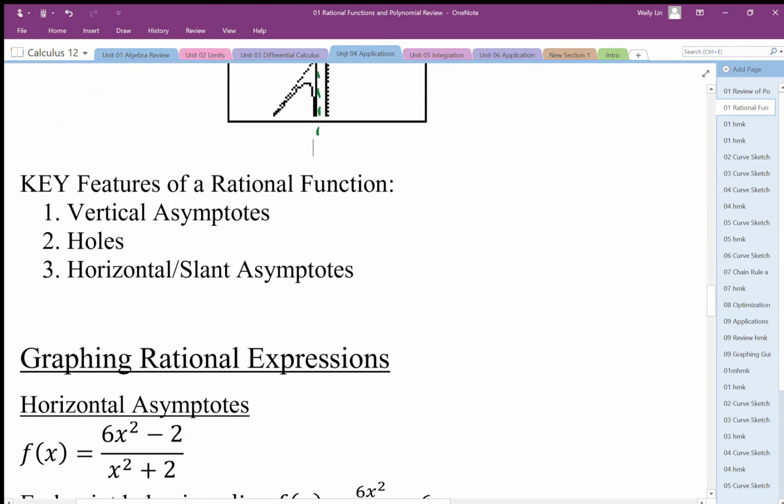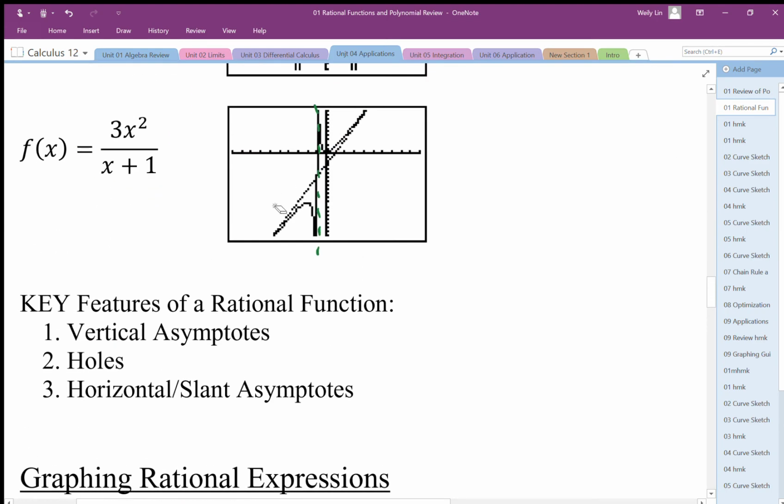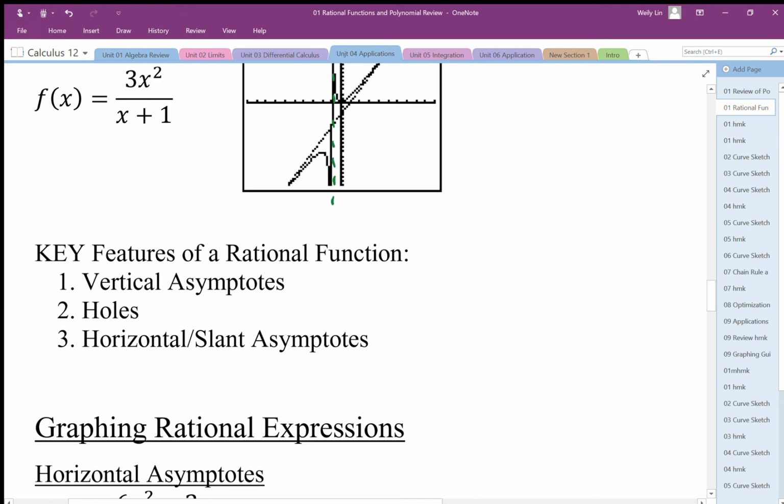When we talk about slant asymptotes, these diagonal asymptotes, horizontal asymptotes are endpoint behavior, so slant asymptotes fall in that same category. They're endpoint behavior. Holes and vertical asymptotes are local behavior. So to find those, we would use a local limit.